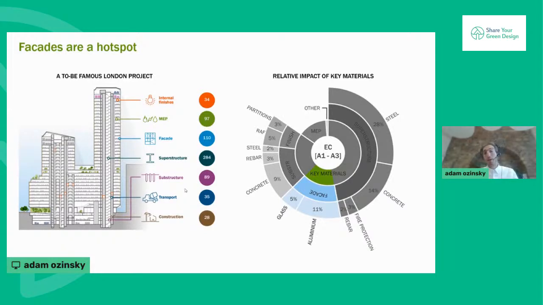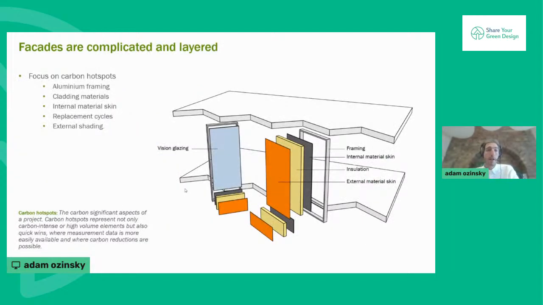Facades, as I said earlier, are also a hotspot, and I've just pulled out from a project that I'm working on at the moment, the donut, as it were, the relative impact of some of the key materials. This is a steel frame building with a composite deck, so it's actually really heavily weighted in structure. But you can see even in the facade, something like 15-ish% of the upfront embodied carbon is just the facade. And I think facades are complicated because they're layered. So much less so than perhaps any of the other hotspots.